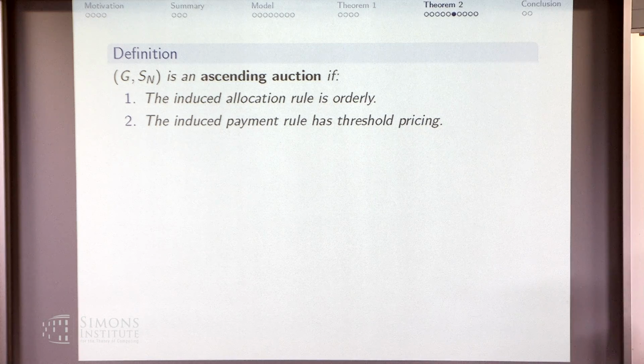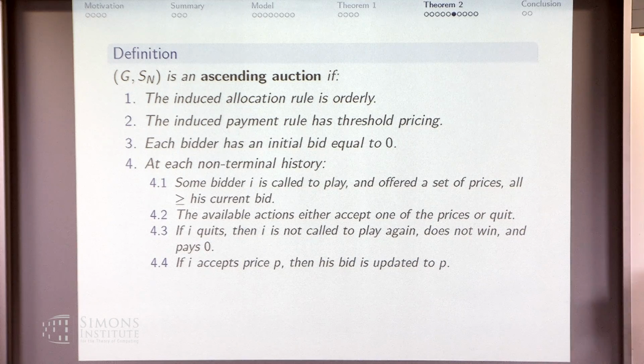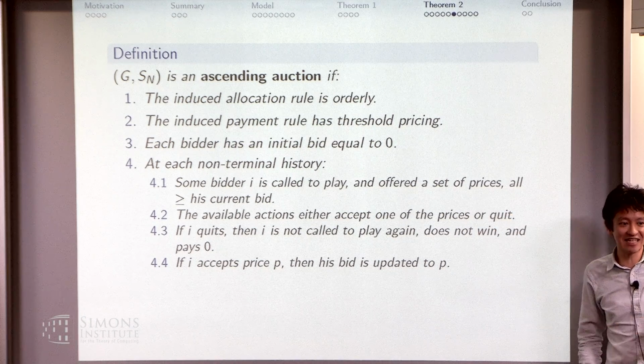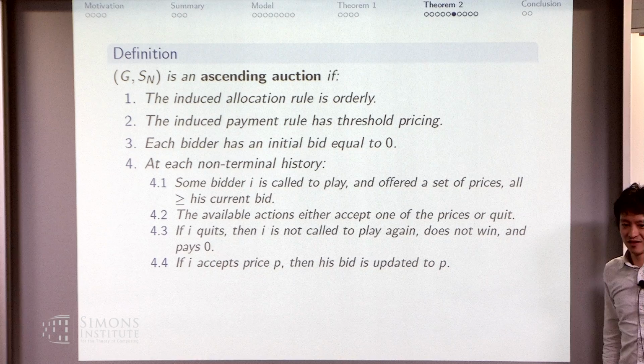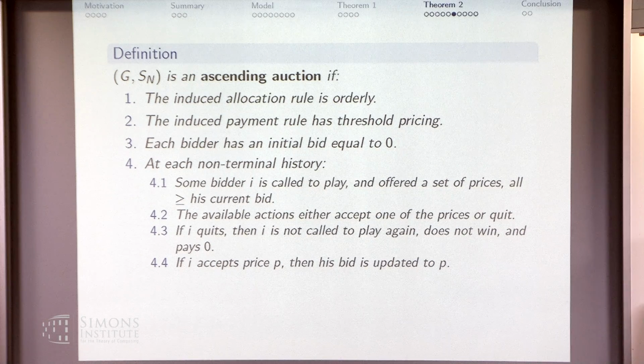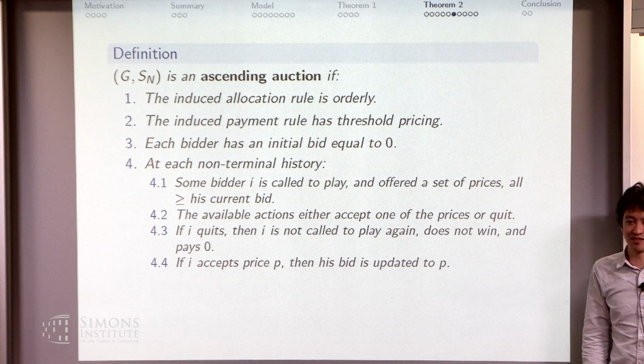Now I'm going to describe the extensive game form. The extensive game form works like this. Each bidder has an initial bid equal to 0, and at each non-terminal history, some bidder is called to play and is offered a set of prices, where all the prices are at least his current bid. So this is an ascending auction in the proper sense. The available actions either accept one of the offered prices or quit. If you quit, you're not called to play again, you do not win, and you pay 0.